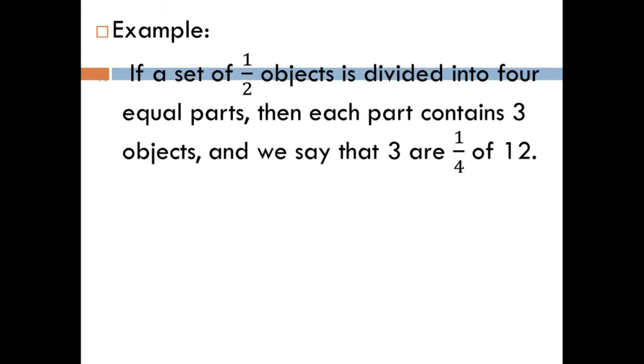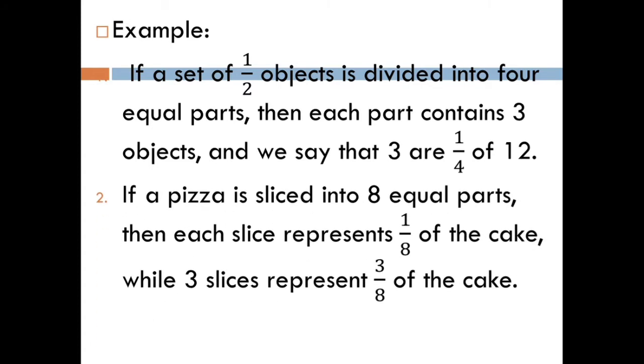Example number 1. If a set of 12 objects is divided into 4 equal parts, then each part contains 3 objects, and we say that 3 is 1/4 of 12. Number 2. If a pizza is sliced into 8 equal parts, then each slice represents 1/8 of the cake, while 3 slices represent 3/8 of the cake.